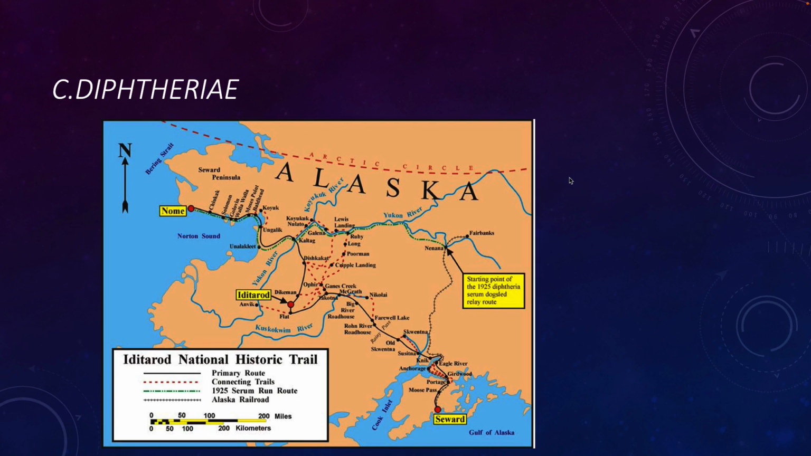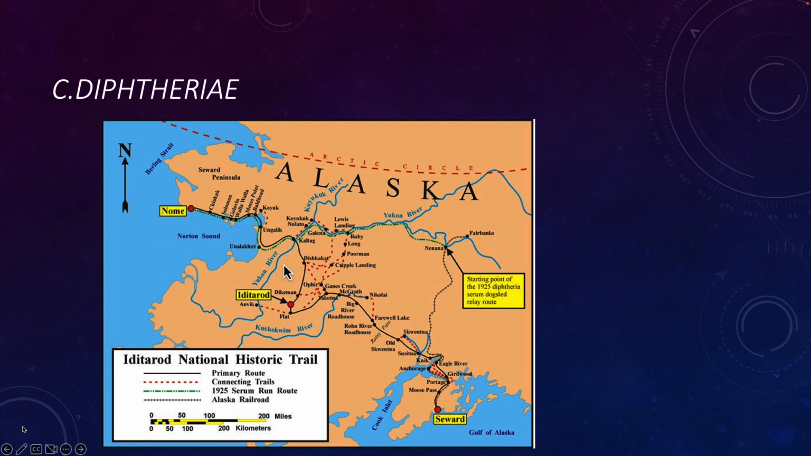Diphtheria does have an interesting history in the US. You may have heard of the Iditarod, the dog sled race that takes place in Alaska. The Iditarod actually has its origins in a 1925 serum run. So in January, I believe it was January of 1925, a diphtheria outbreak hit Nome, Alaska, which is up here. Really, really cold in Nome. There can be ice that forms out here, preventing shipping.